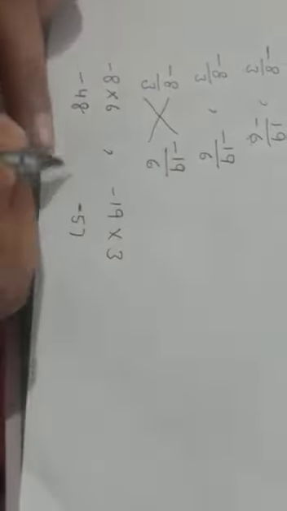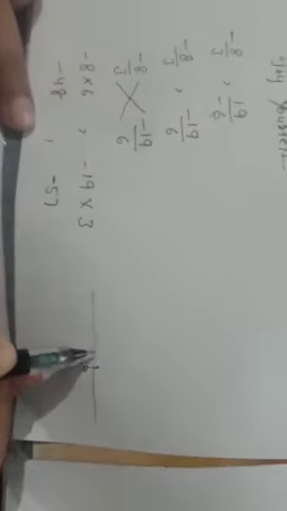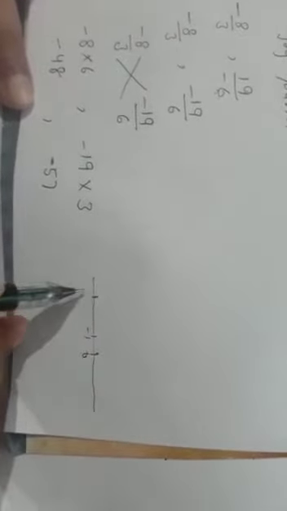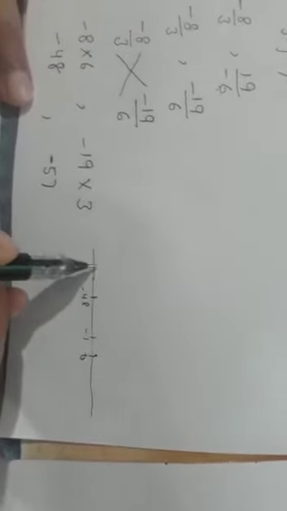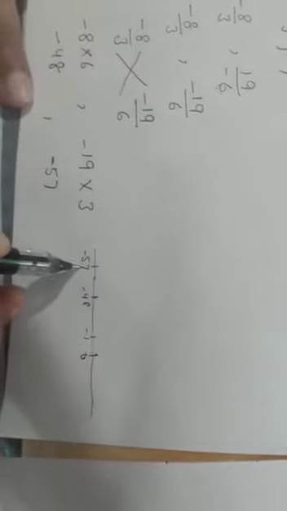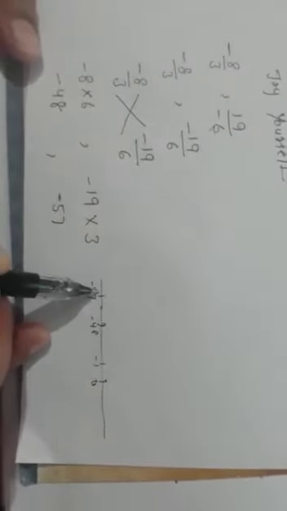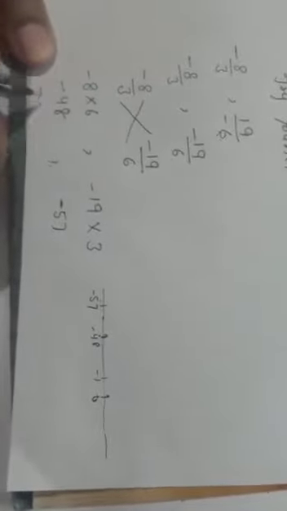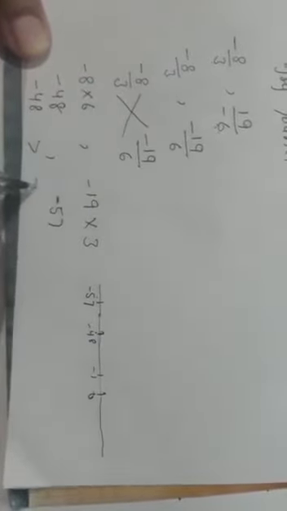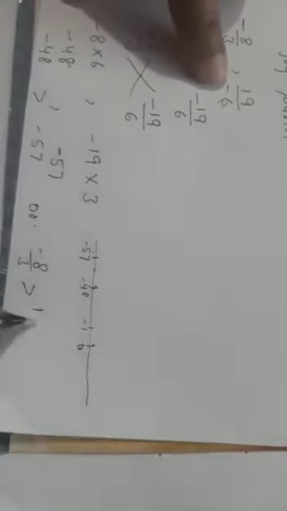Minus times plus is minus. Now you know that on the number line this is 0, this is minus 1, and somewhere there will be minus 48 and further on it will be minus 57. But you know that a number on the right side is always greater than a number on the left side. Now minus 48 is on the right side, so it is greater, and minus 57 is smaller. So you will write minus 48 is greater than minus 57, or you will write minus 8 by 3 is greater than 19 by minus 6.